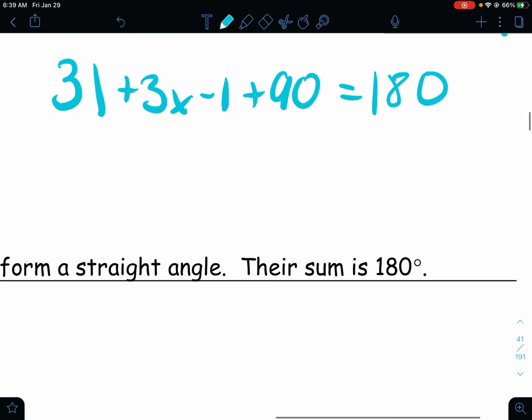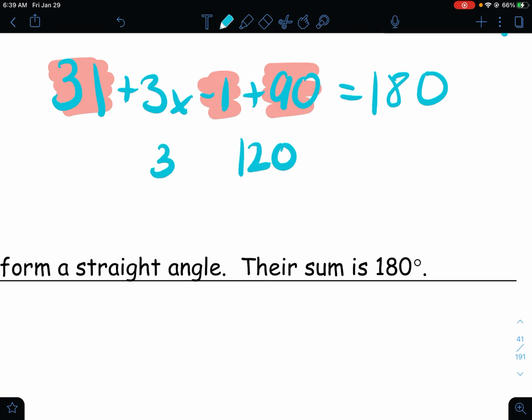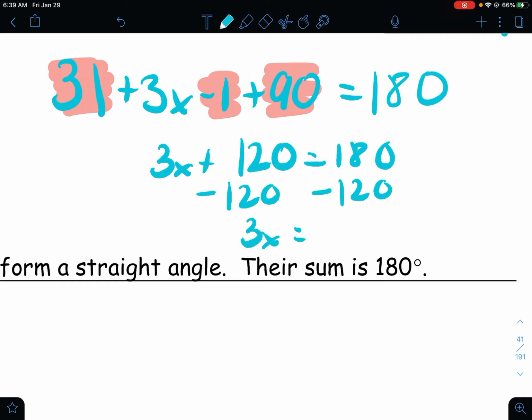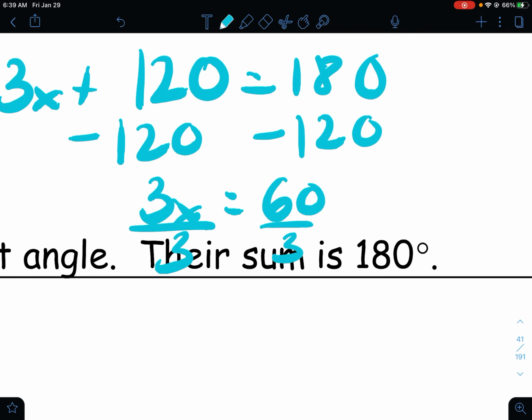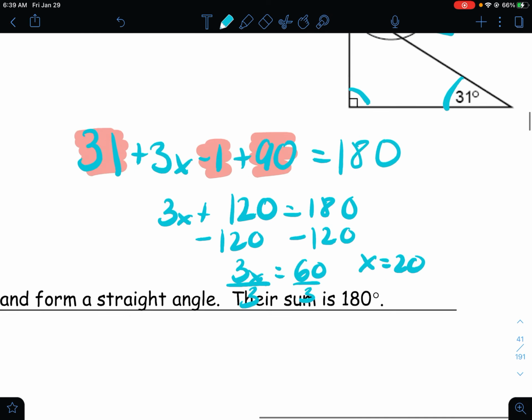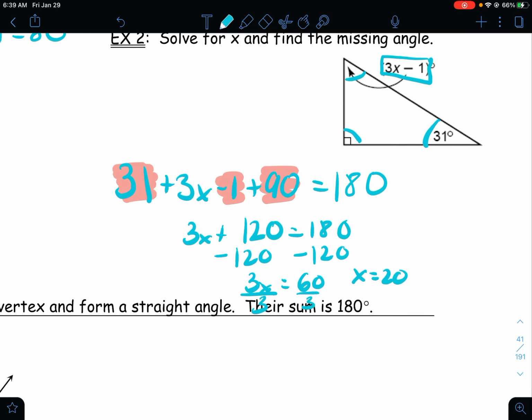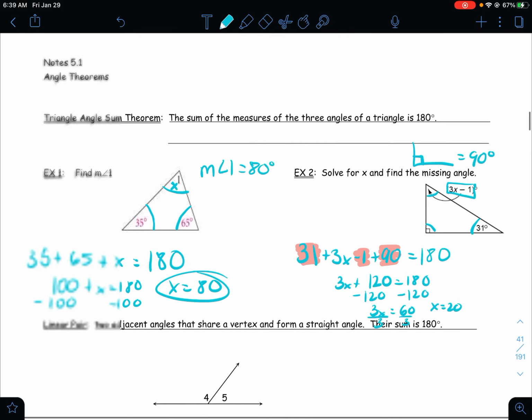So now we can go ahead and combine like terms. We do 31 minus 1 plus 90 is going to give us 120. So we've got 3x plus 120 equals 180. We'll do minus 120. Minus 120, we get 3x equals 60. We're almost there. We'll do divided by 3. We get x equals 20. All right. So next problem.